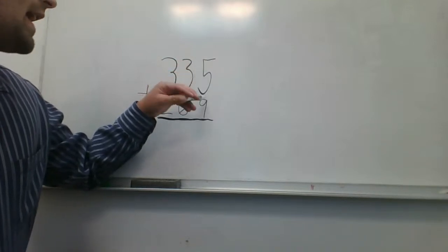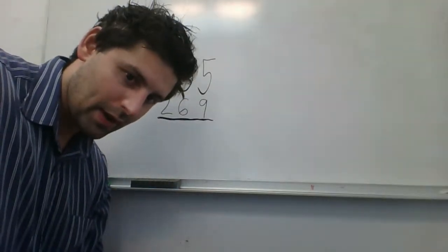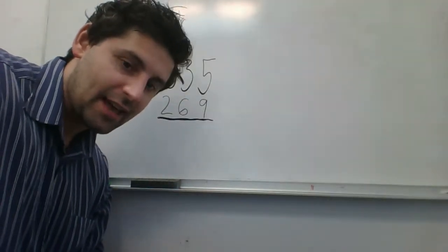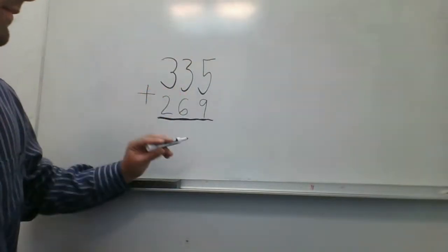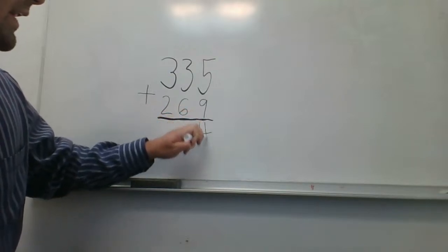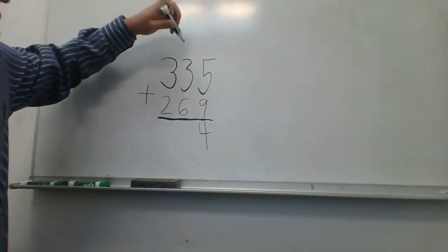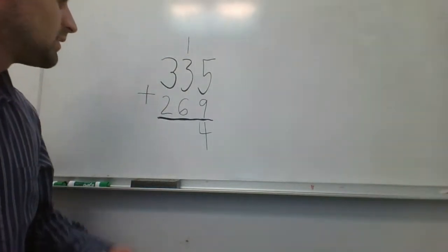First 2 digits we have to add are 5 plus 9. And remember, we regroup whenever our sum is 10 or more. 5 plus 9 equals 14. Since our sum is more than 10, we do need to regroup. The 4 in 14 goes in the ones place. The 1 in 14 gets carried over to the tens place.